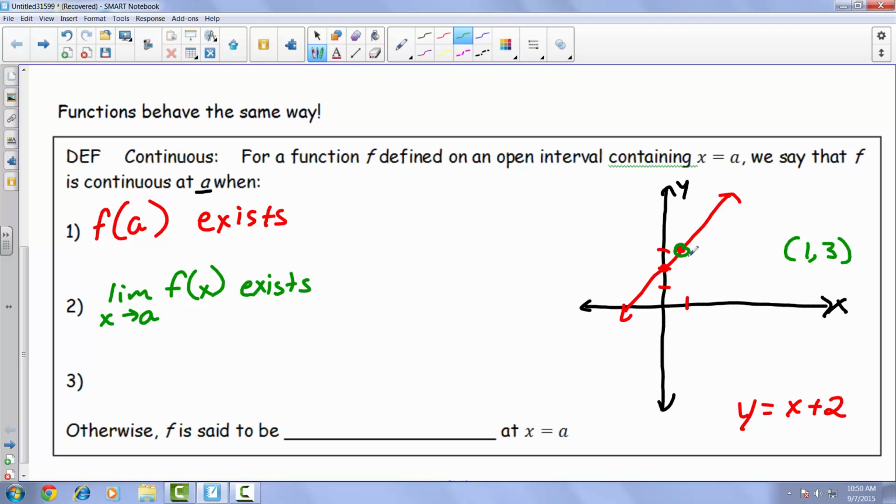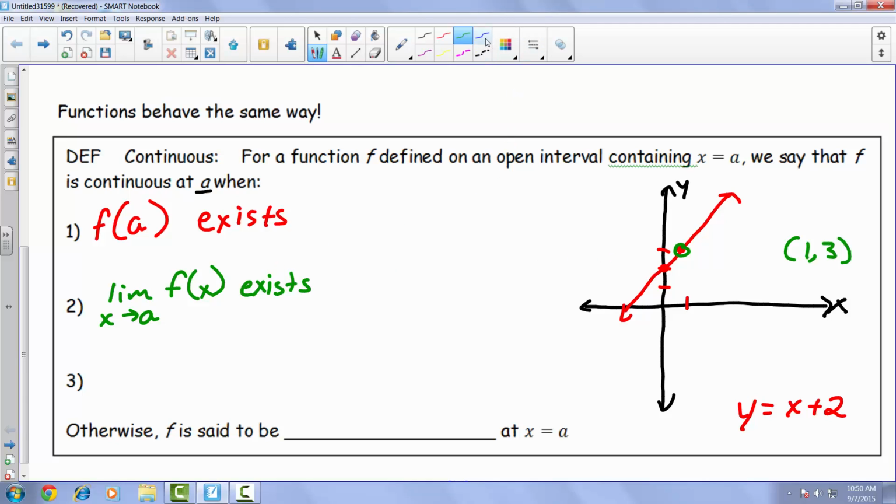Likewise, that's for the second criteria. Secondly, the limit as x approaches 1 of our function does in fact exist. Notice the left side does in fact meet up with the right side. So that limit does in fact exist. All right.